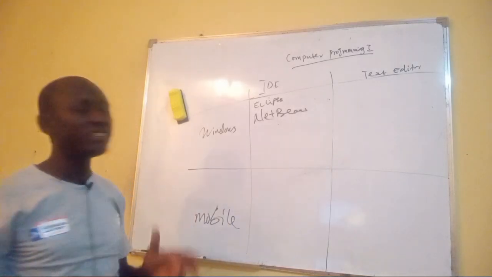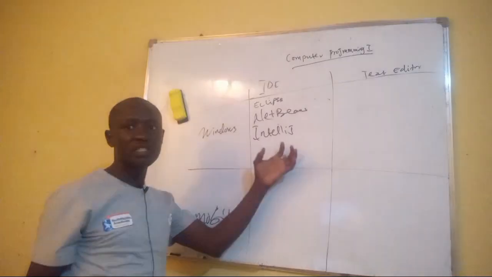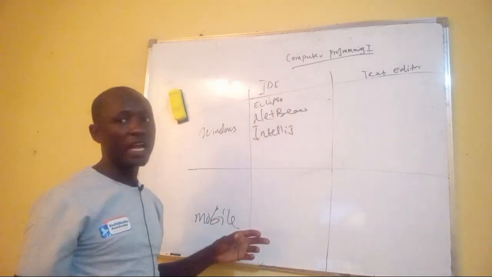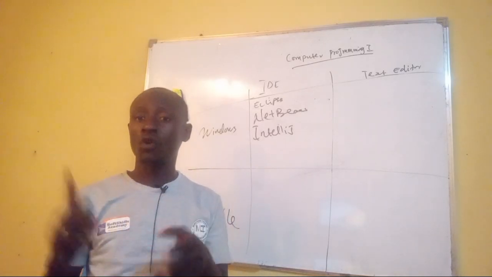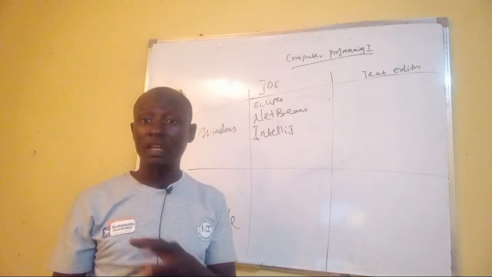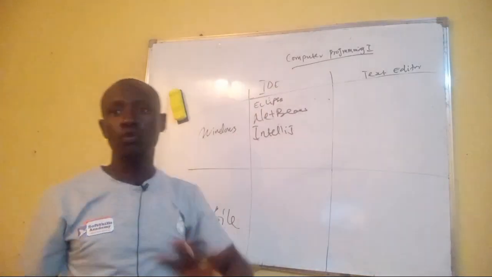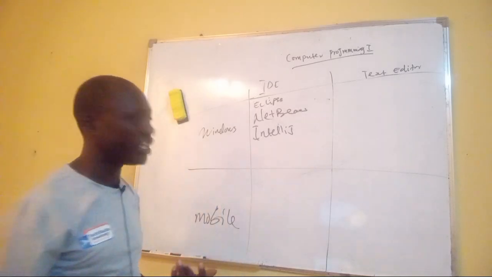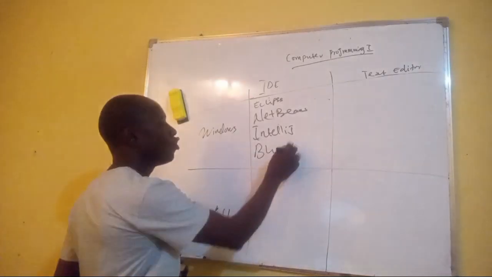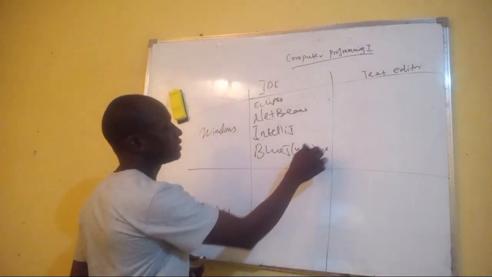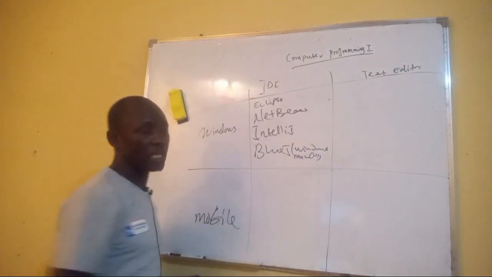We have IntelliJ. IntelliJ is also an IDE. It is cross-platform. The meaning of cross-platform here is that it can run on Windows, Mac, Linux, and all types of operating systems we have. These IDEs can work on them. We also have BlueJ, and the disadvantage of BlueJ here is that it can only work on Windows and Mac OS. It cannot work on Linux, please.